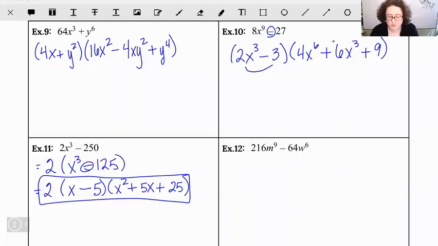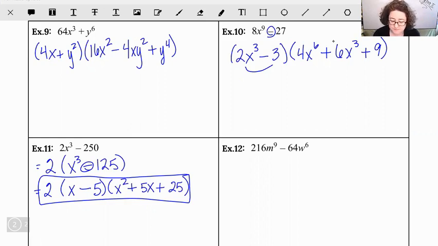Alrighty, so our last problem is example 12. And we have 216m to the 9 minus 64w to the 6. Now, looking at these values, 216 I know is a perfect cube. I know 64 is also a perfect cube. So let's see what happens when we jump straight in. Although if anybody has any light bulbs going off on here, hold that thought, maybe pause on writing things down.